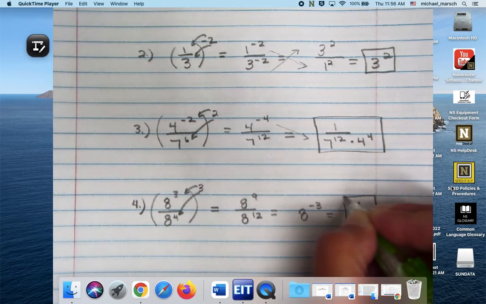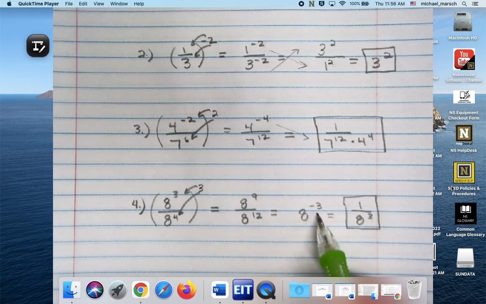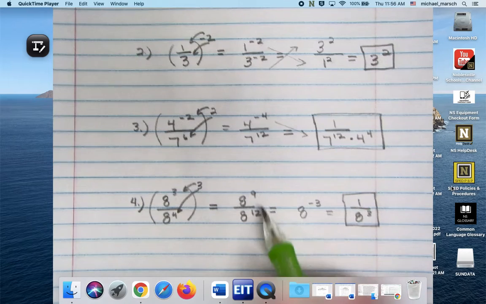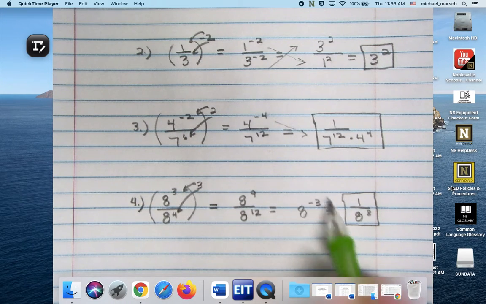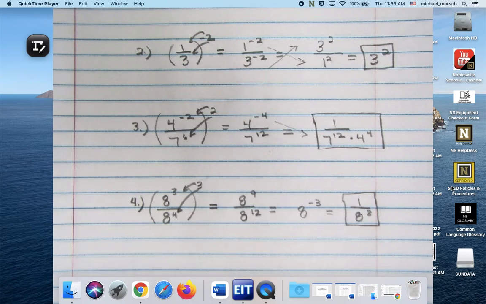Perfect. So 9 minus 12 gives me 8 to the negative 3, right? Because you take the numerator minus the denominator. And then you can't keep a negative here, so it has to go to the denominator. Where did the negative go? Like, how do you just put no negative? So that's what the trick is, by making it the reciprocal fraction, it's still the same value, but now we no longer have a negative exponent to confuse the math world.